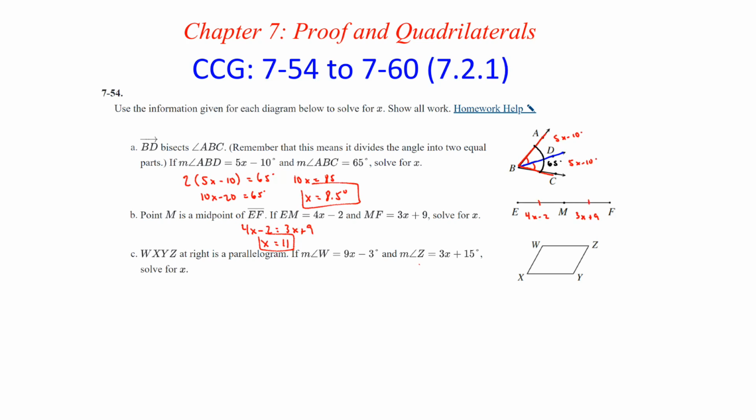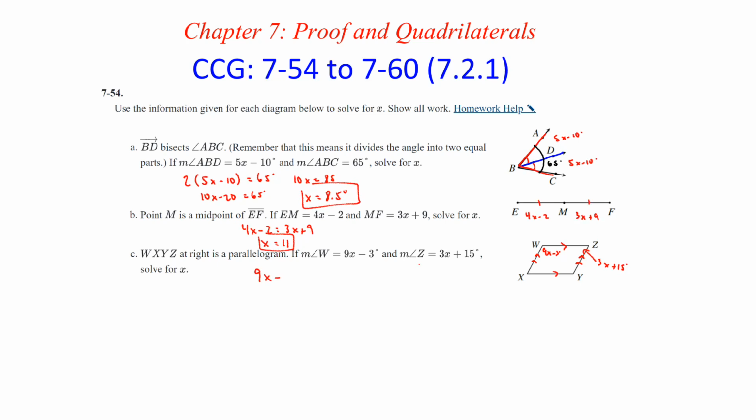Part C. WXYZ at right is a parallelogram. So if we know it's a parallelogram, we know some information about the opposite sides being parallel. If the measure of angle W is 9x minus 3 degrees, and Z is 3x plus 15 degrees, how can we solve for x? Well, we also know that these angles are same side interior, so we know they are supplementary.